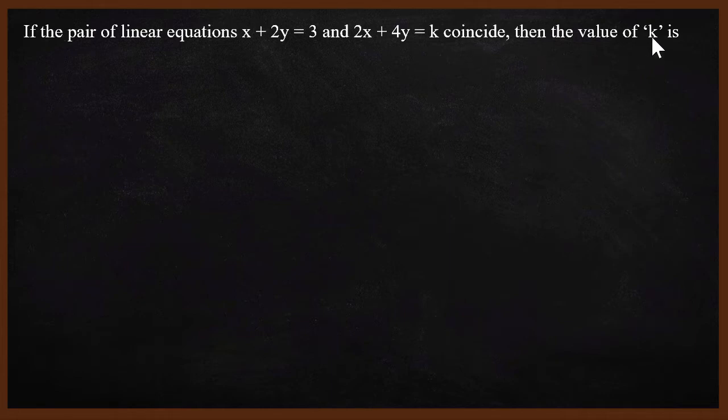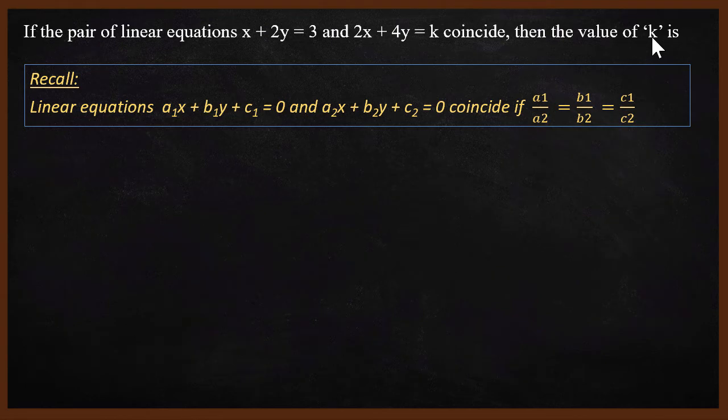Now, to solve this problem, the main thing we need to know is what exactly does coincide mean for a pair of linear equations. So for this, you need to remember something from your textbook. It says if the 2 linear equations coincide, their ratios of x coefficient, y coefficient and constant coefficients are the same, which is a1 by a2 is equal to b1 by b2 is equal to c1 by c2. In this example, we are trying to find k.